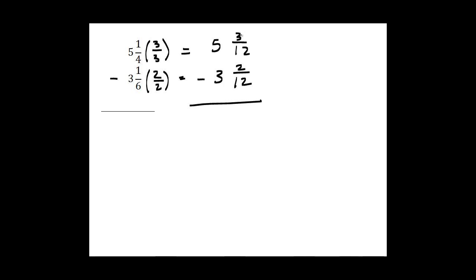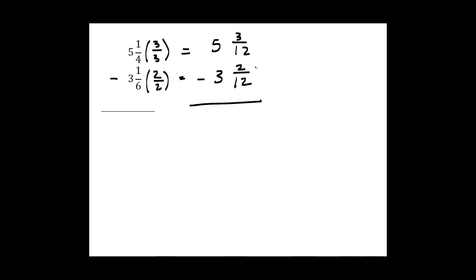All right, subtraction. 5 and 1/4 minus 3 and 1/6. For 4 and 6, we'll have to find a common denominator here. To find a common denominator between 4 and 6, we can see that will be 12. So 4 multiplied by 3 over 3 will give me a denominator of 12, and 6 multiplied by 2 over 2 will give me a denominator of 12. This is 5 and 3/12, and we're going to subtract from that 3 and 2/12.